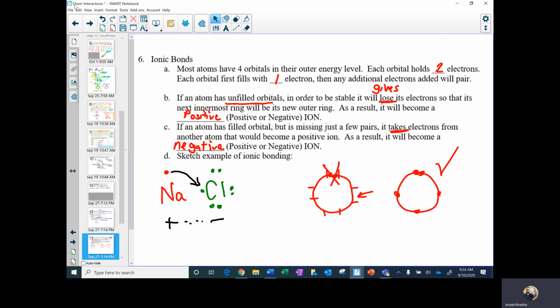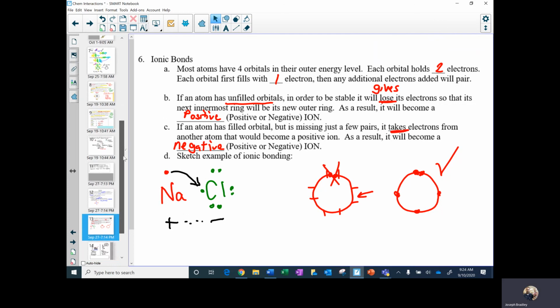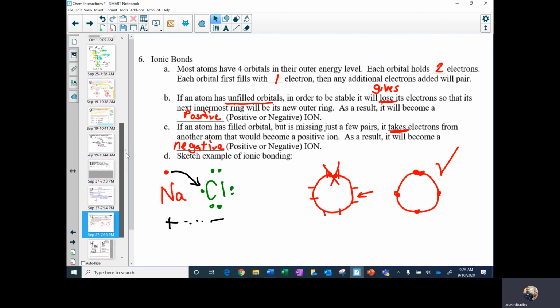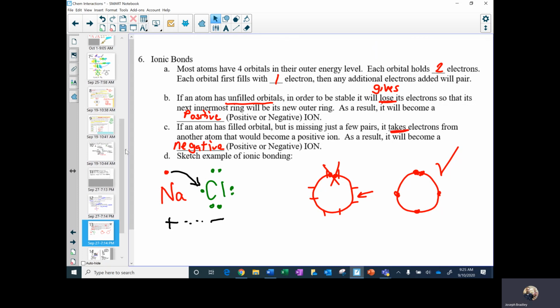So that's the basics of bonding between atoms, the covalent bond and ionic bond. All the remaining stuff, and being able to identify different types of covalent bonds. So for example, there are non-polar covalent bonds and polar covalent bonds. We're going to talk about that later.